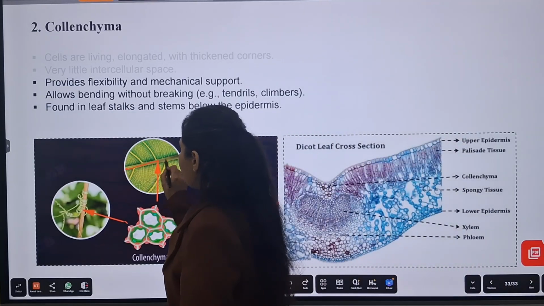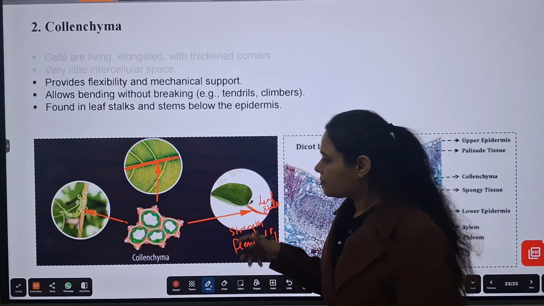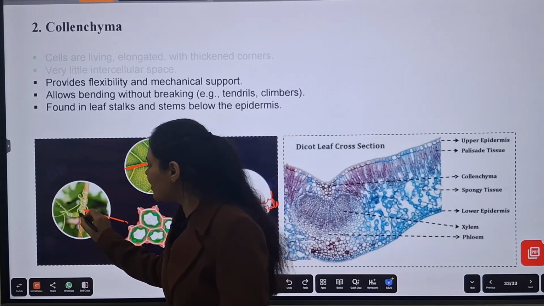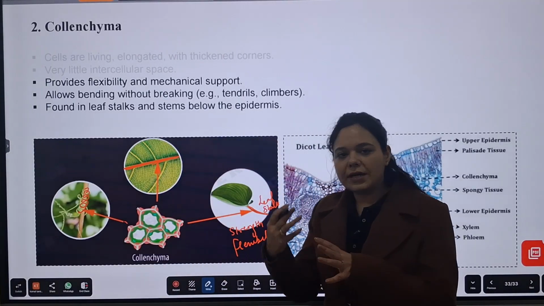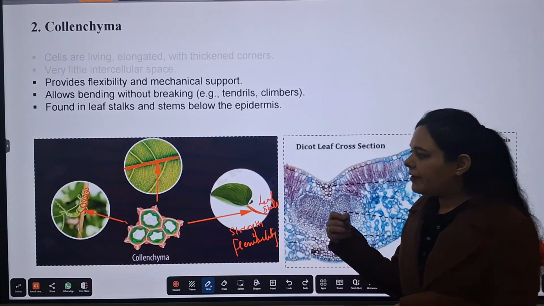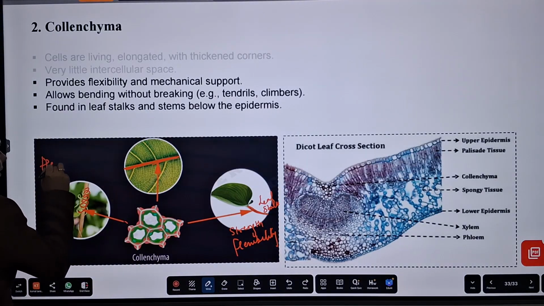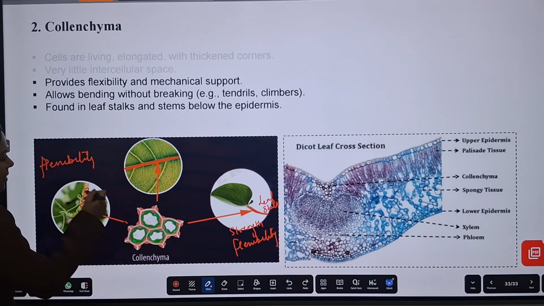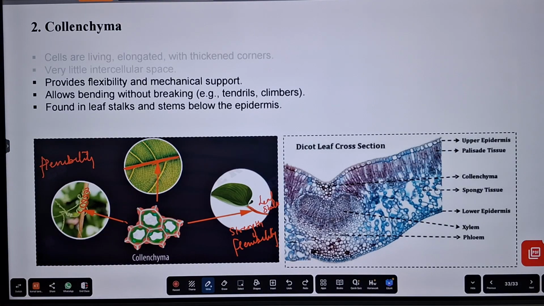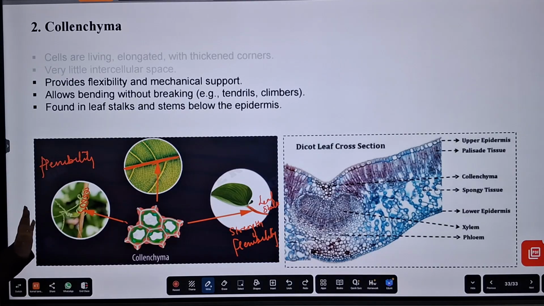Collenchyma cells are also present in the veins around vascular tissues. It is also present in tendrils and climbers. Since they need to wind around another stem for support, flexibility is needed along with a moderate amount of strength. So collenchymatous tissue provides both. So these are the parts where collenchymatous tissues are located.